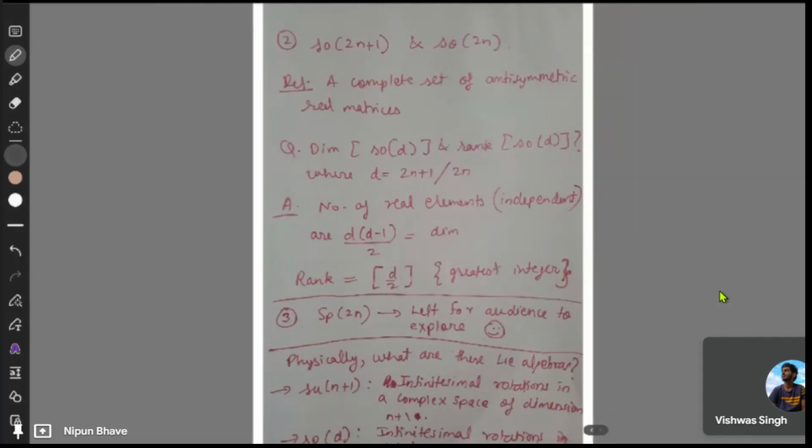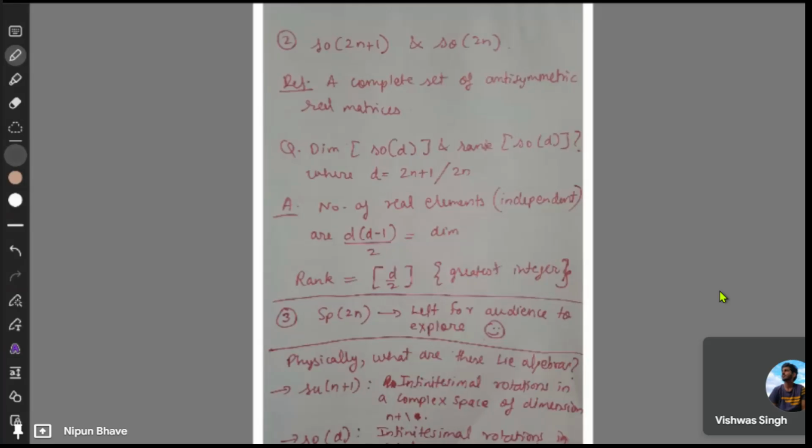So this Bn and Dn series, these are the orthogonal Lie algebras in even and odd dimension. That is, rotations in even and odd dimension. So this I will leave as an exercise. I will give you the definition: a complete set of antisymmetric real matrices. You have to find all independent antisymmetric matrices of dimension 2n plus 1 cross 2n plus 1 and 2n cross 2n. That is, the even and odd cases.